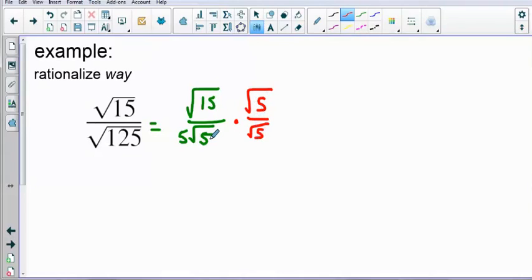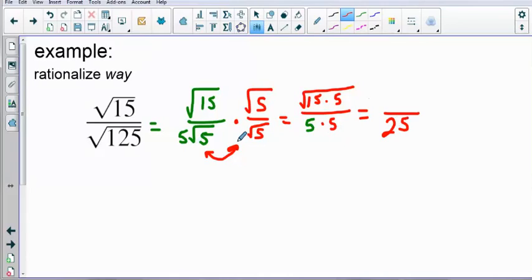And where did I pick the square root of 5? Right here, whatever's in the denominator. Multiply straight across the top, straight across the bottom. That becomes the square root of 15 times 5 on the top. And on the bottom, I've got this 5 right here, and this 5 right here goes here. Then the square root of 5 times the square root of 5, as you know, is also going to be 5. So that ends up being 25 on the bottom.